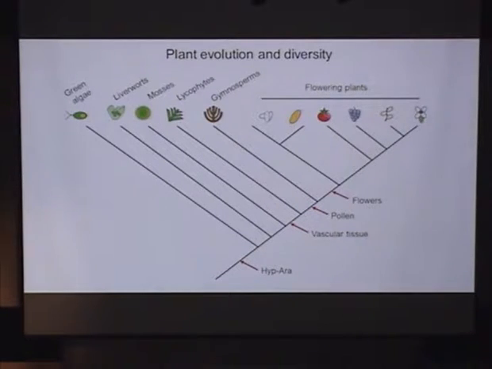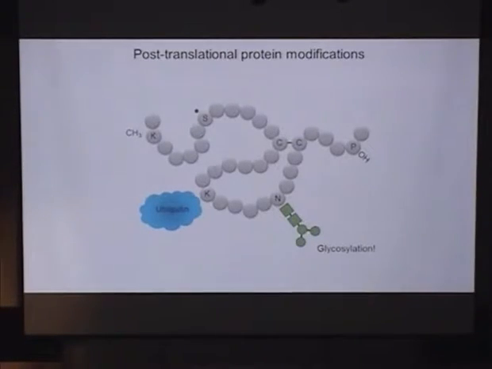And one trait that I will talk about today is something you probably haven't heard of. This is a specific type of post-translational protein modification we call Hyp-ara. And this is one type of post-translational modification. Proteins are subject to a very large suite of potential modifications.